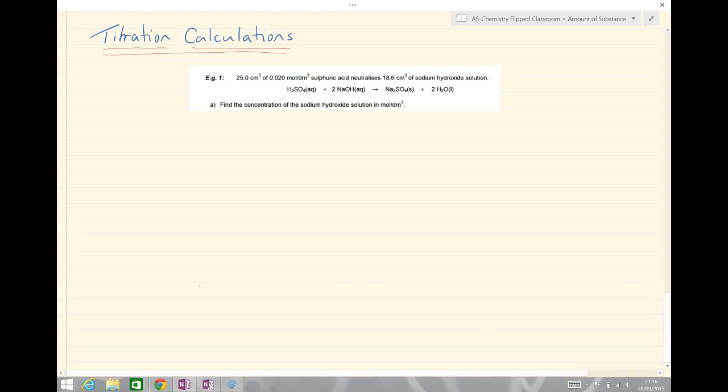First of all, let's identify in our equation what we know. We know we've got 25 centimeters cubed, which is a volume, and 0.020 moles per decimeter cubed, which is a concentration, of the sulfuric acid. So we've got quite a lot of knowns about the H2SO4. We also know we've got 18.6 centimeters cubed of sodium hydroxide solution, and just to note, we've got a 2:1 ratio of sodium hydroxide to H2SO4. Perhaps you might want to pause the video here and have a go yourself.